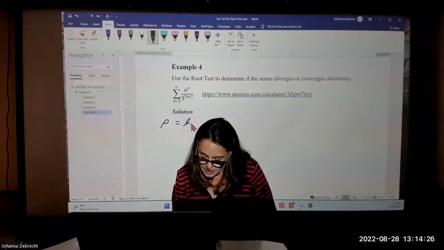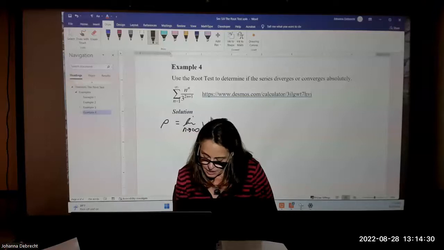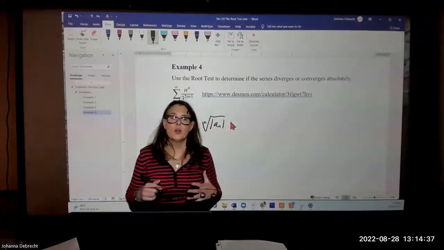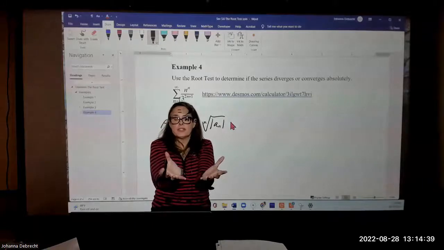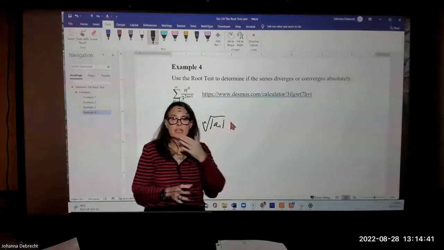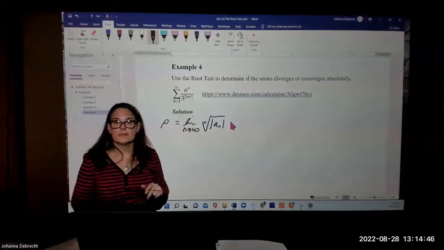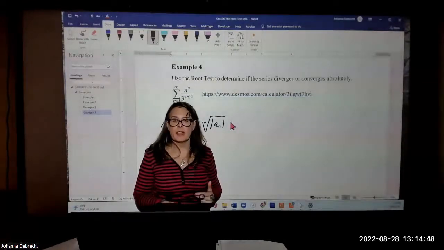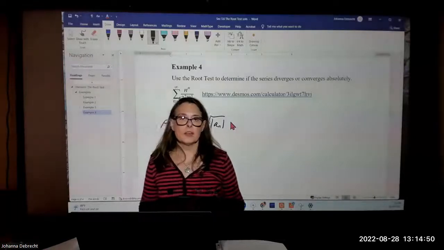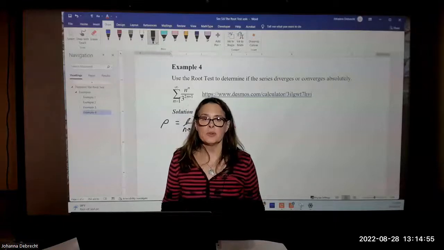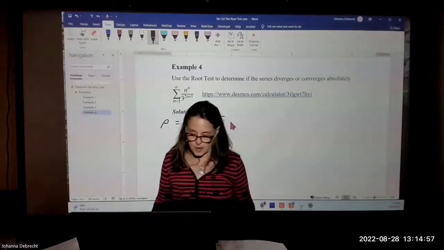And we need to take the limit as n goes to infinity of the nth root of the absolute value of a sub n. But remember, every time we've done this, we've had the summand in parentheses raised to some power of n. And I don't have that here. So what am I going to do? How am I going to do the nth root if I don't have it all raised to the nth power?